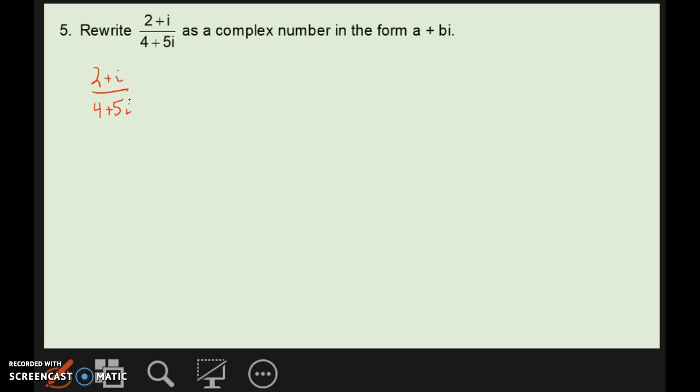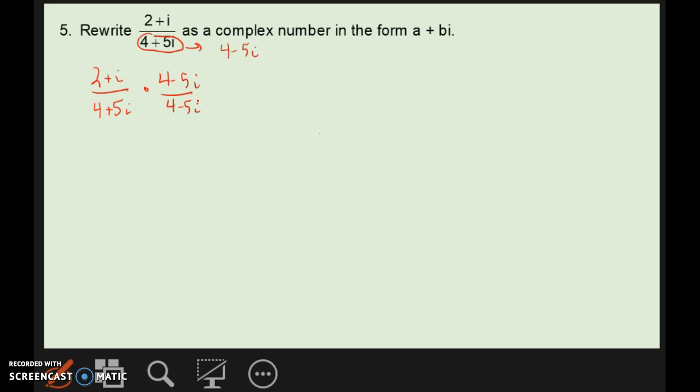We already looked at conjugates in the last video, where if I took this denominator 4 plus 5i, the conjugate of that is 4 minus 5i. What I'm going to do then is multiply the top and the bottom, so the numerator and denominator, by that 4 minus 5i, which again is the conjugate.